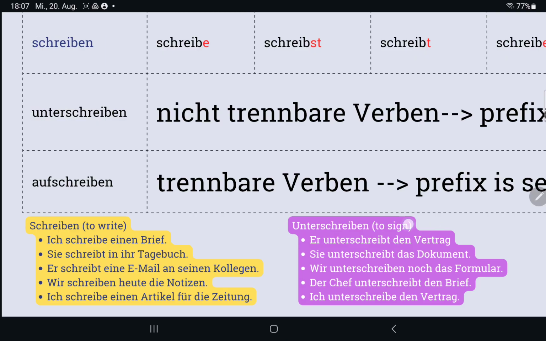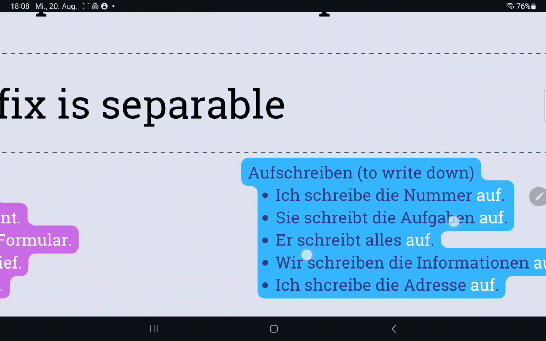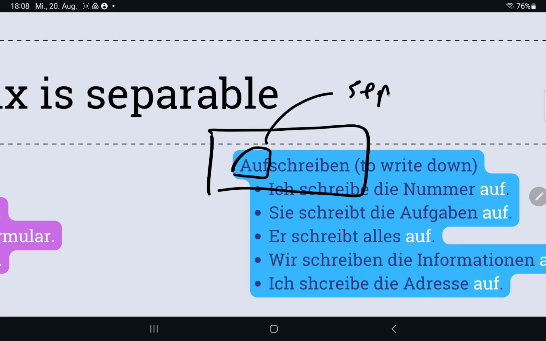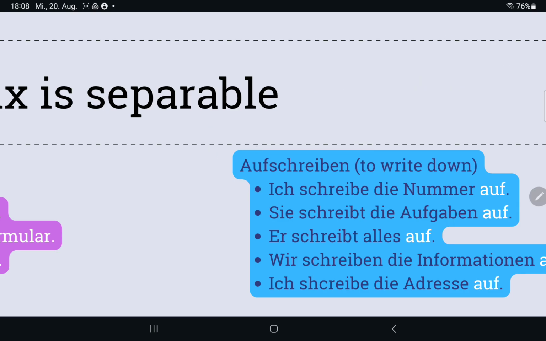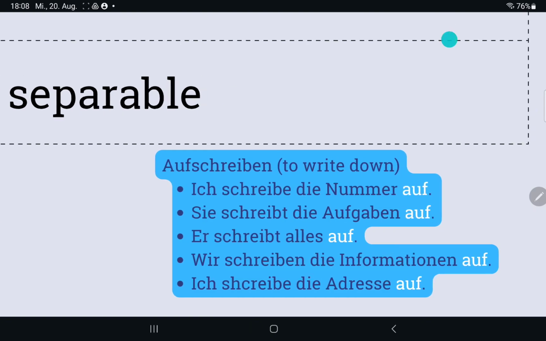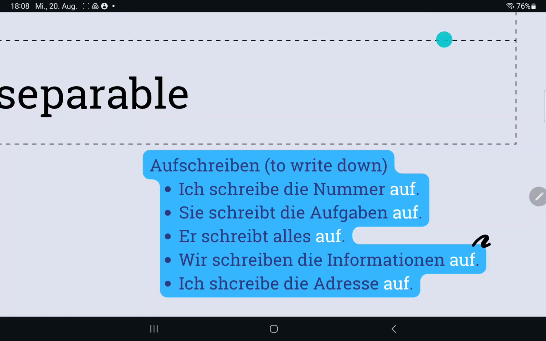So now let's look at the sentences with the verb aufschreiben, which has a prefix, and the prefix is separable. It's a trennbare prefix. Okay. Now, how do the sentences look? You don't say "ich aufschreibe." You say "ich schreibe," and then the auf is at the end. Ich schreibe bla bla auf. Sie schreibt whatever auf. Er schreibt, whatever it is, auf. Wir schreiben bla bla bla bla, and then you have the auf at the end.